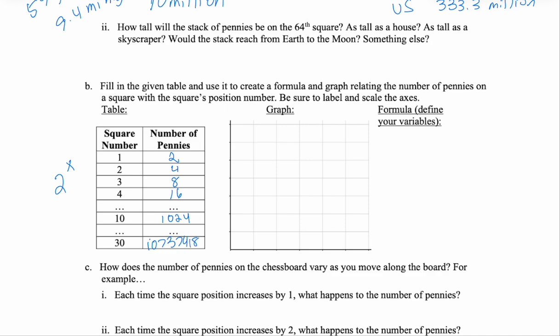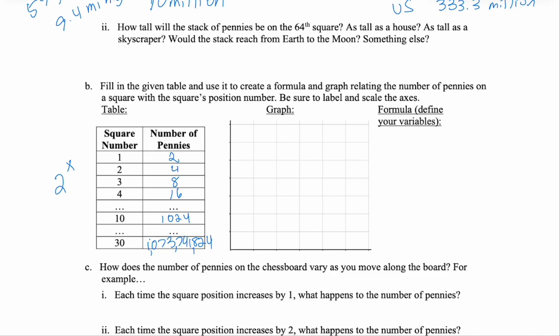So I didn't think your guesstimate would be that bad, but that's ridiculous. Oh my gosh, look. Wait, my comma's in the wrong spot. It's over 1 trillion pennies on the 30th square. So maybe it will reach some of the things that we thought of.